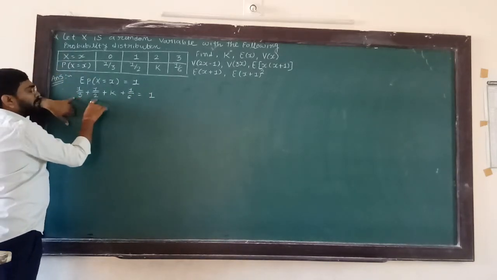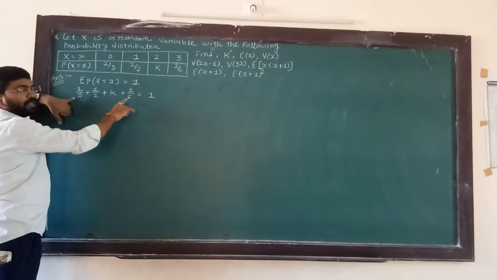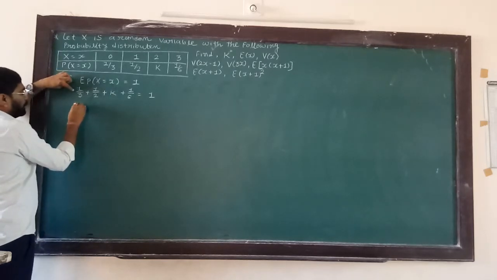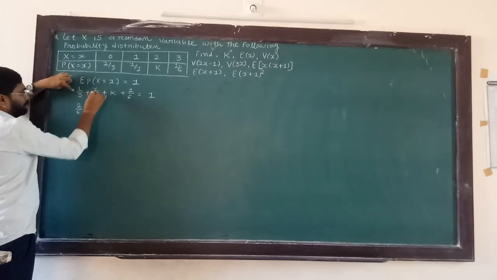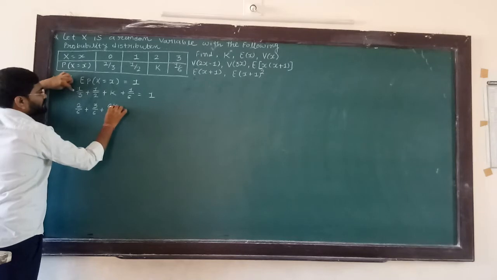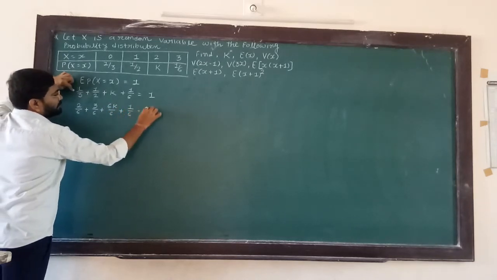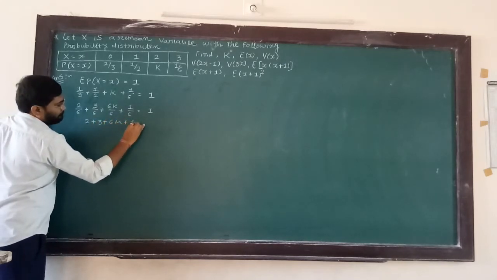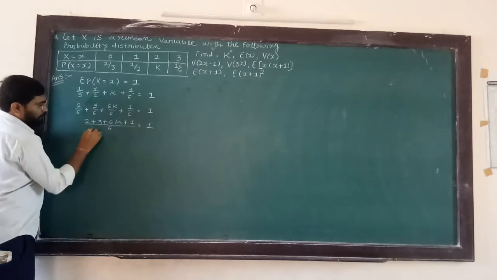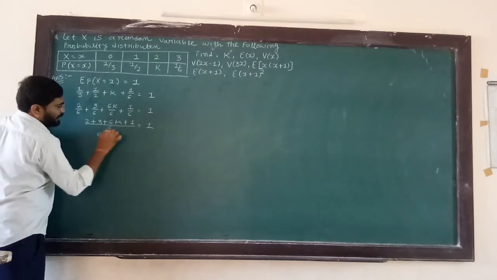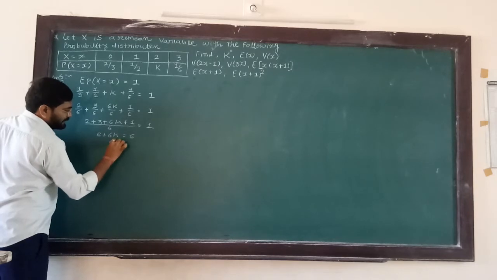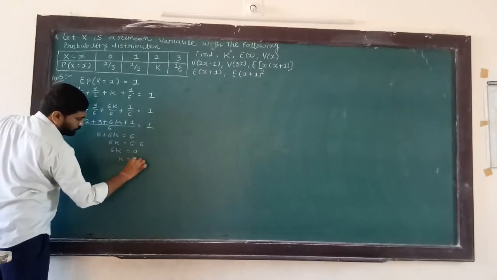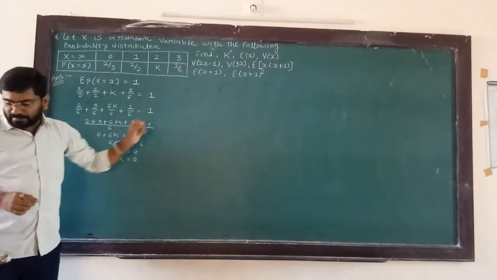See the students, here the denominators are all different, so first of all we take the LCM of the denominators. Here LCM is 6. So 2 by 6, 3 by 6, 6k by 6 plus 1 by 6 is equal to 1. Denominator is 6, so we can write 2 plus 3 plus 6k plus 1 is equal to 6. Here 6k is equal to 6 minus 6, so 6k is equal to 0 and k is equal to 0. Here the value of k is 0, we can find.